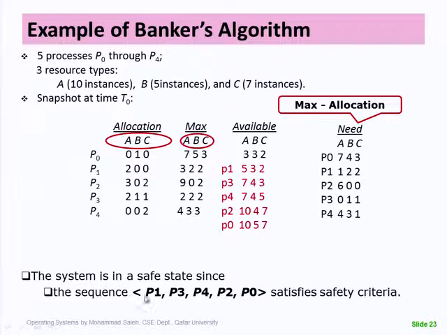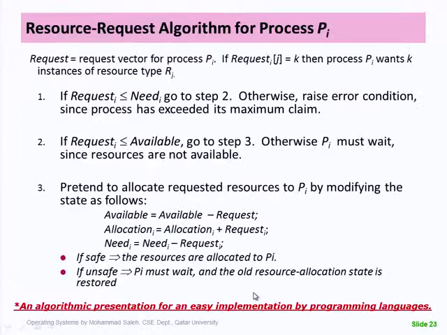So we can say that we have an execution sequence, which is this, P1, P3, P4, P2, P0. Or, as we saw, we can have P1, P3, P4, P0, P2 as well. So we can say, in conclusion, that the system is in a safe state. So that's what we've been doing.